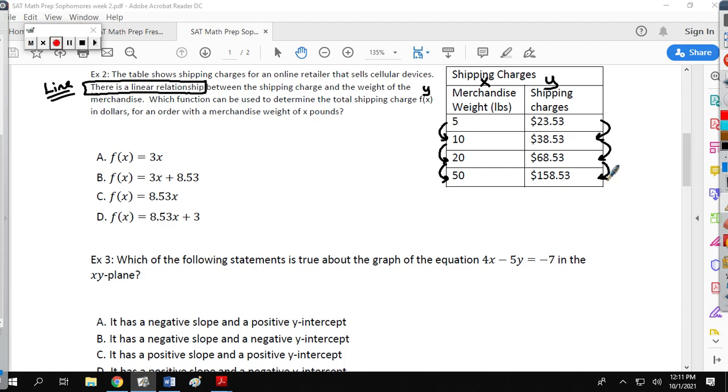If we use our calculator, we can discover that in the first two lines here, to get from 5 to 10, we have an increase of 5. To get from 10 to 20, that's an increase of 10. To get from 20 to 30, that is an increase of 30. Over here in the y column, if we subtract 38.53 minus 23.53, we discover that the increase in the shipping charge from $23.53 to $38.53 is a $15 increase.